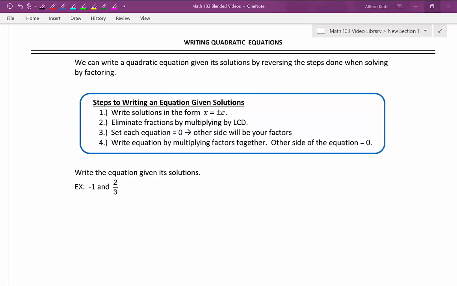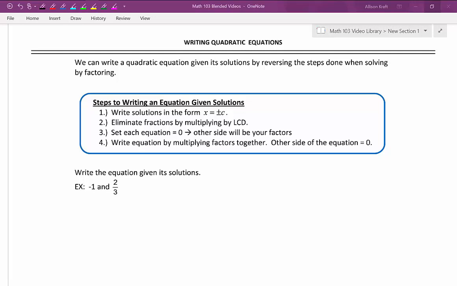In this video, we'll be writing quadratic equations given the solutions. We can write a quadratic equation given its solution by reversing the steps done when solving by factoring. We're going to start by writing the solutions in the form x equals whatever the constant we're given.